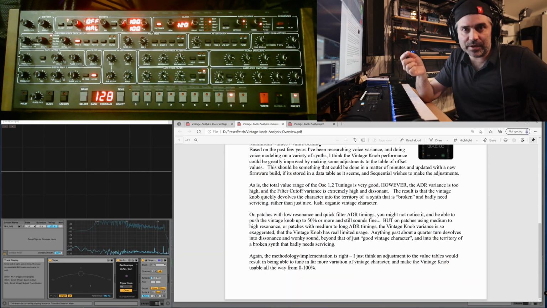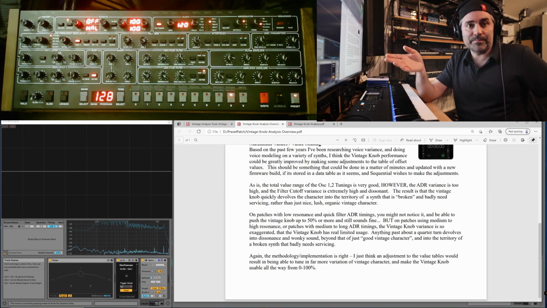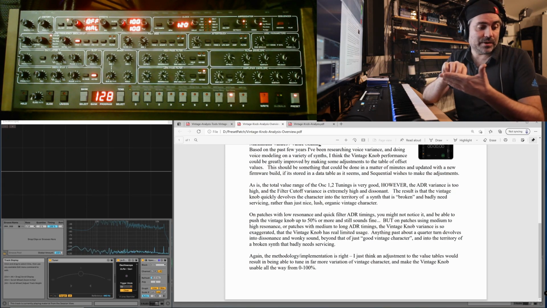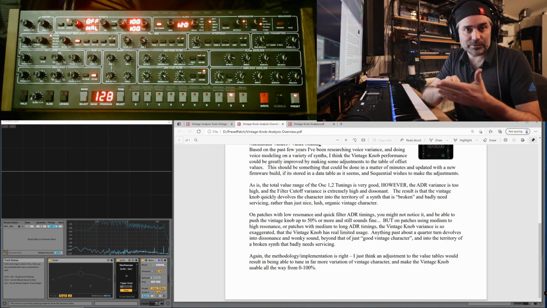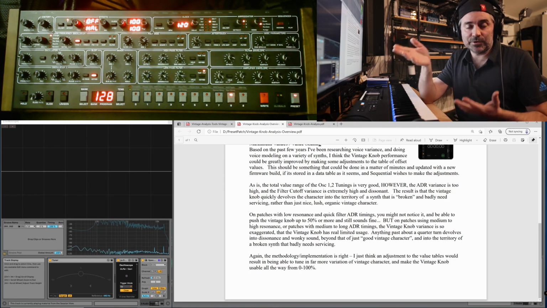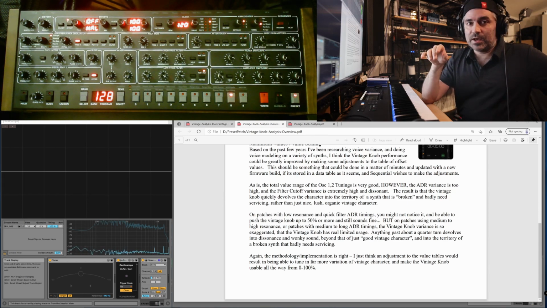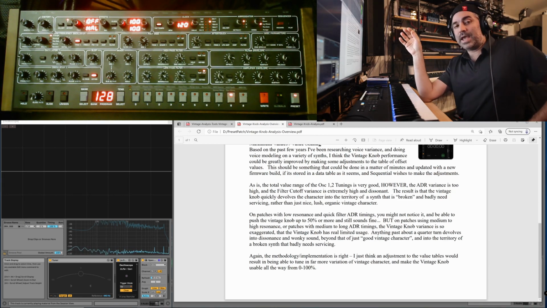For patches that have little or no resonance, or where the filter timing is super quick, with minimal attack, minimal decay, minimal release, you may not notice that these extreme values are there, and you can dial up the vintage knob all the way towards max or 3/4 or whatever, and it still sounds interesting and good, because in that case you're really only hearing the oscillator offsets, which are actually good, and you're not really hearing that much of the filter cutoff or the ADR offset.